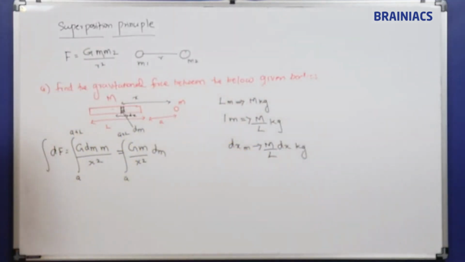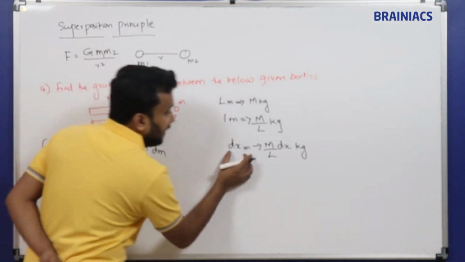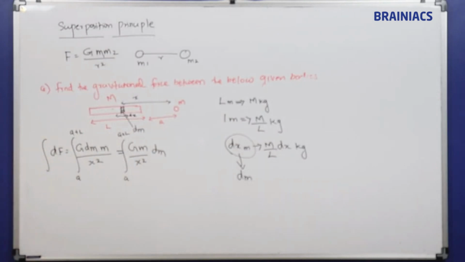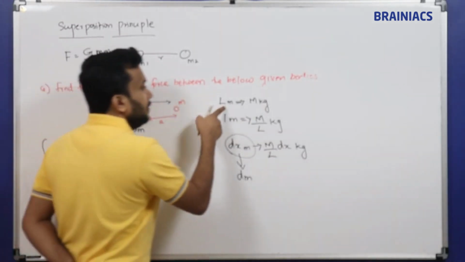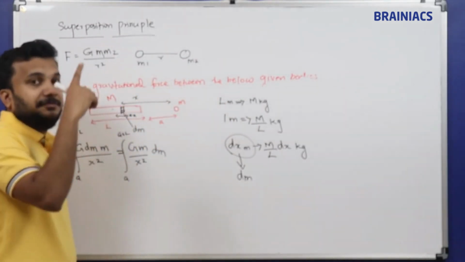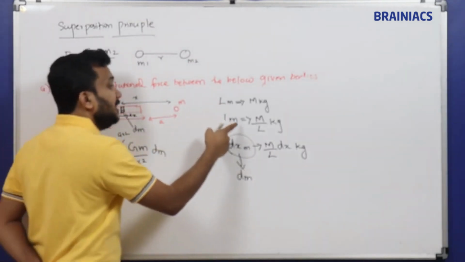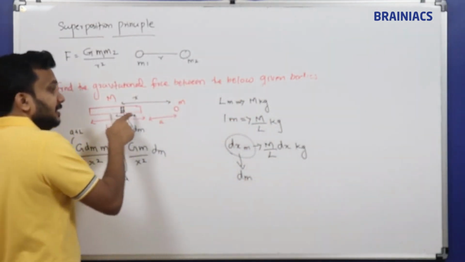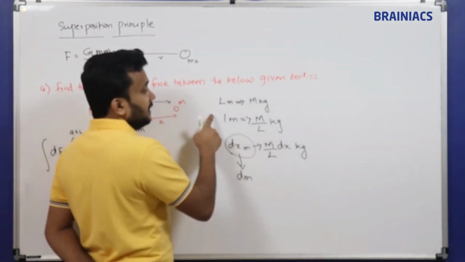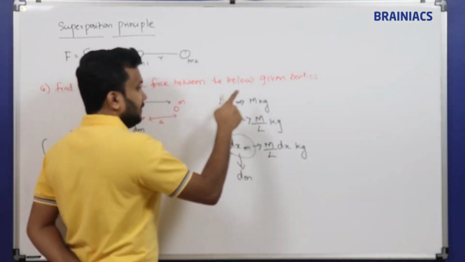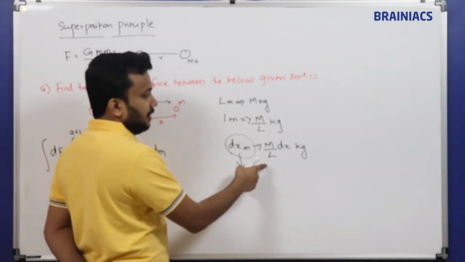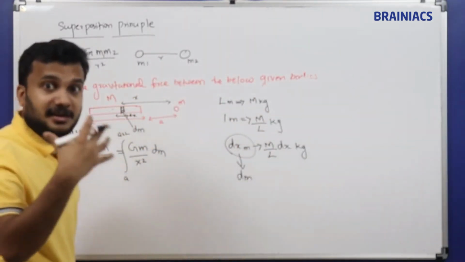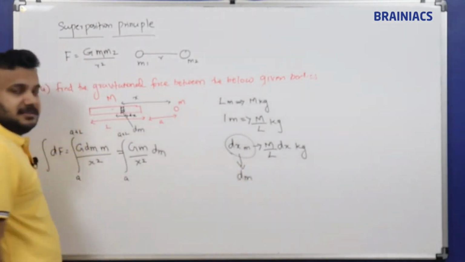Now dx meter length's mass is nothing but the dm mass. Correct? L meter wire has M kilogram mass, and 1 meter wire has M by L kilogram mass. For dx meter wire, multiply both sides with dx. Left hand side multiplied with dx, right hand side multiplied with dx. So what should I get? M by L into dx. The mass in dx meter length is the dm mass.